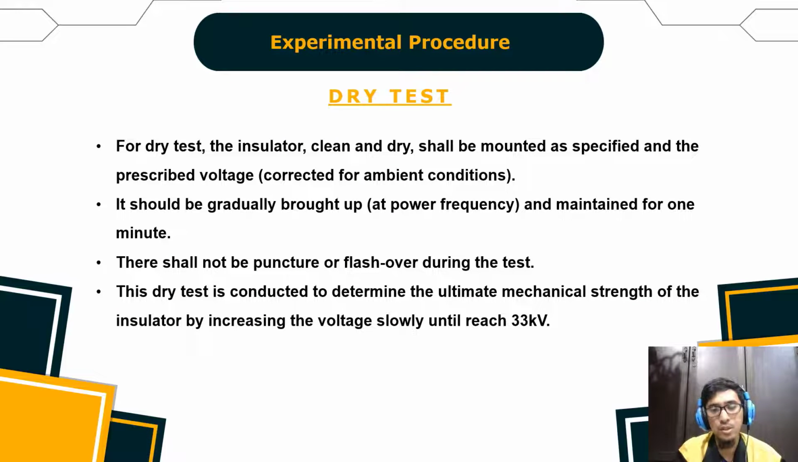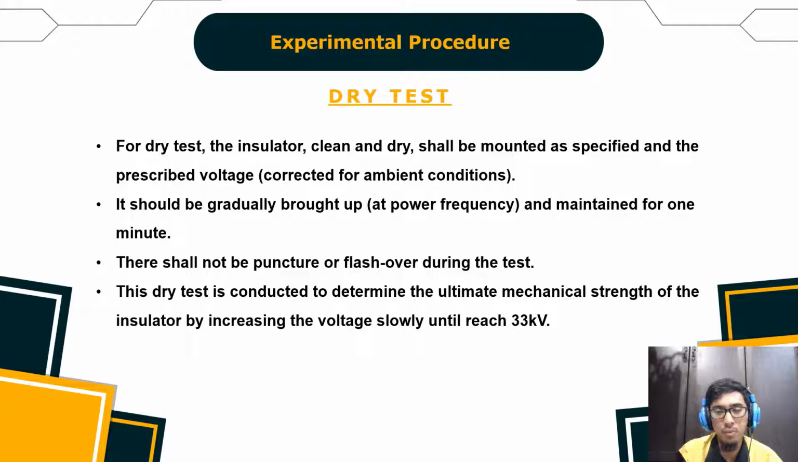For the dry test, the clean and dry insulator should be mounted as specified and the prescribed voltage, which is corrected for ambient condition, should be gradually brought up at power frequency and maintained for 1 minute. They should not be punctured or flash over during the test. The dry test will be conducted to determine the ultimate mechanical strength of the insulator by increasing the voltage slowly until it reaches 33 kilovolts.